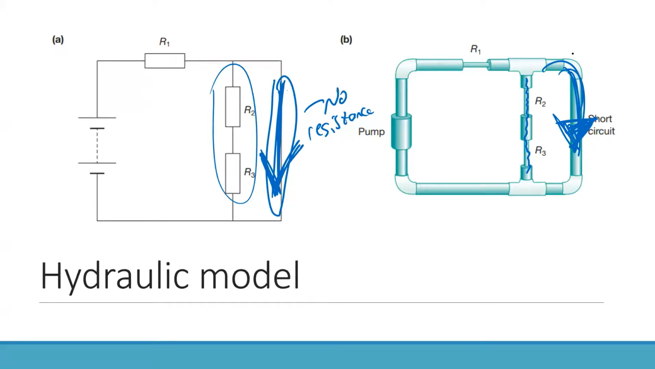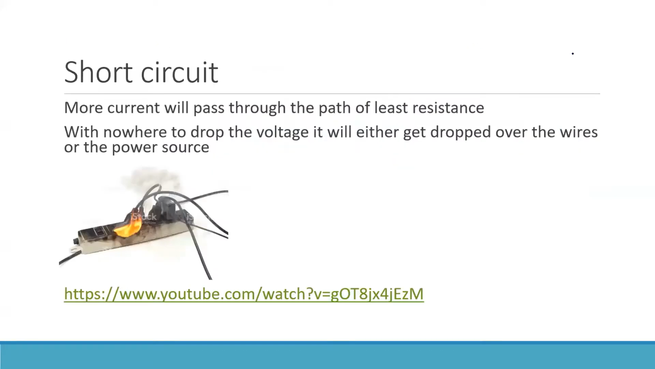So what happens when electricity takes the path of least resistance? What does this create? It creates something called a short circuit. More current will pass through the path of least resistance. So with nowhere to drop the voltage, this is where we get a problem. Let's draw a short circuit.